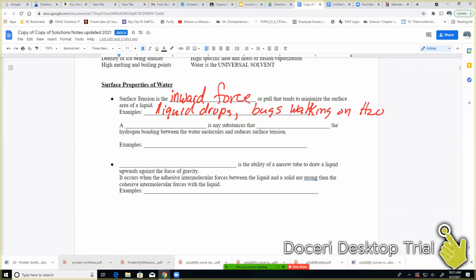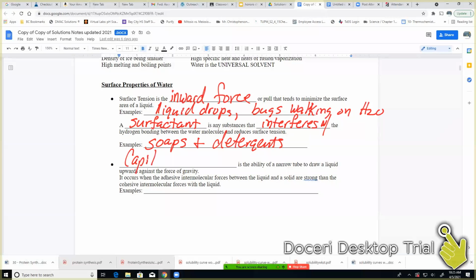That's because of surface tension. A surfactant is any substance that interferes with the hydrogen bonding. So if you put a surfactant, which are usually things like soaps and detergents, then it's going to interrupt those hydrogen bonding, and then it's going to change the properties of water.